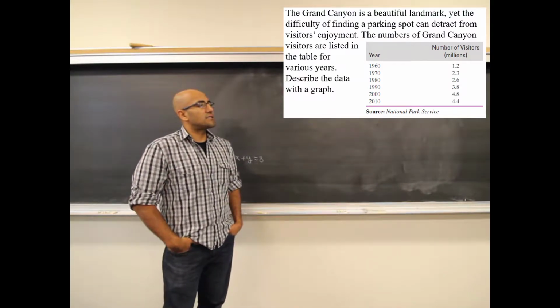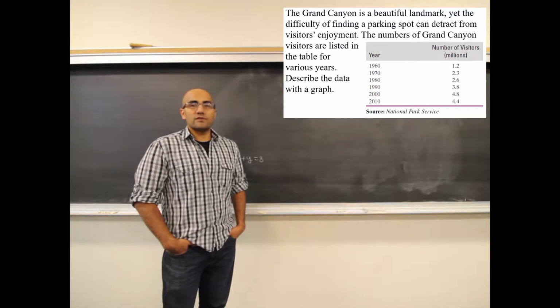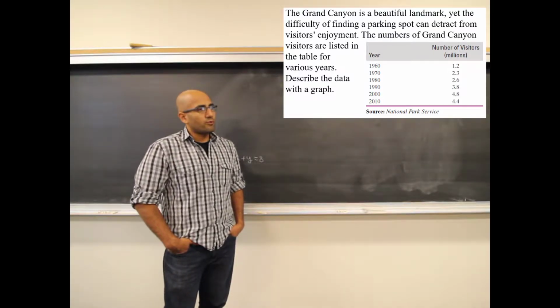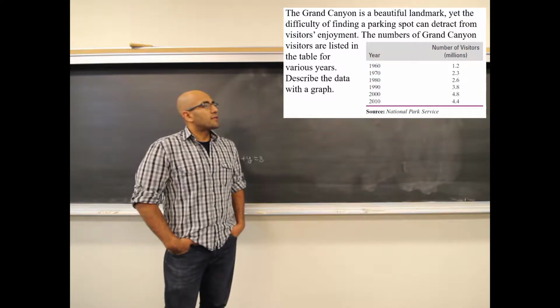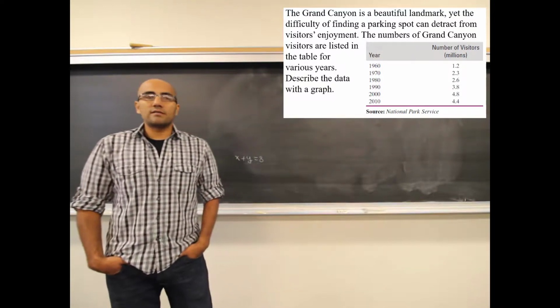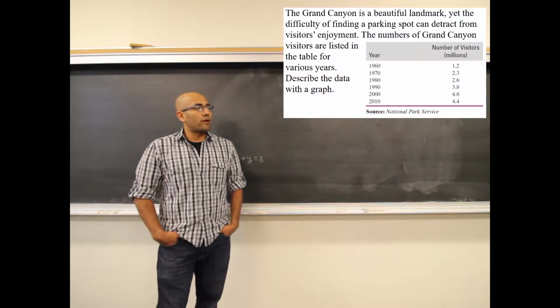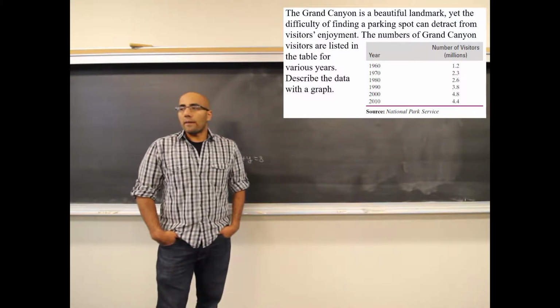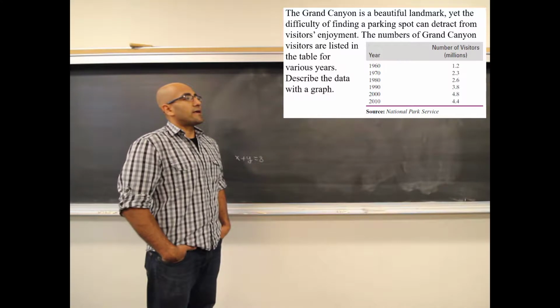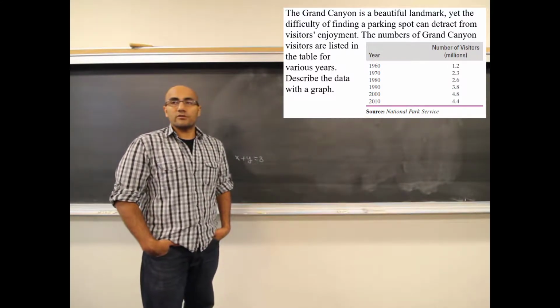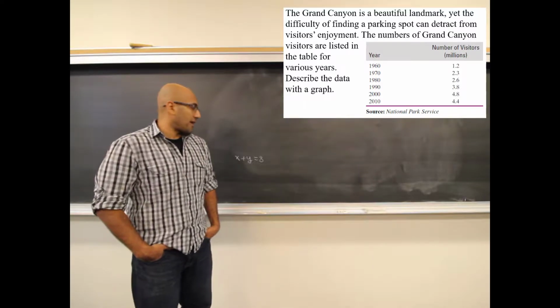So 1960, 1.2 million visitors. 1970, 2.3 million, 1980, 2.6, and so on and so forth. So the last known value we have on this table is 2010, which is going to be 4.4. Okay, so the first thing we have to do is come up with a way of transforming the calendar years into something that's a little bit more practical.